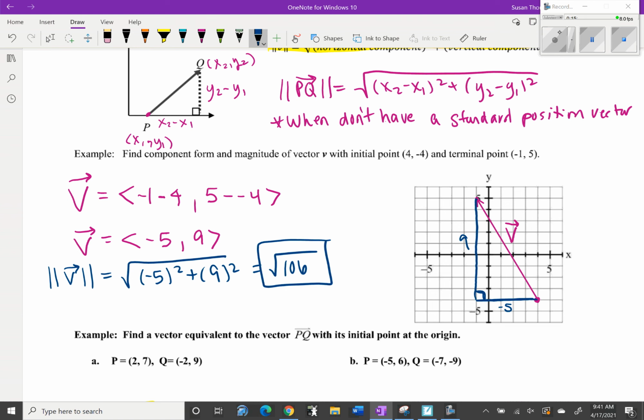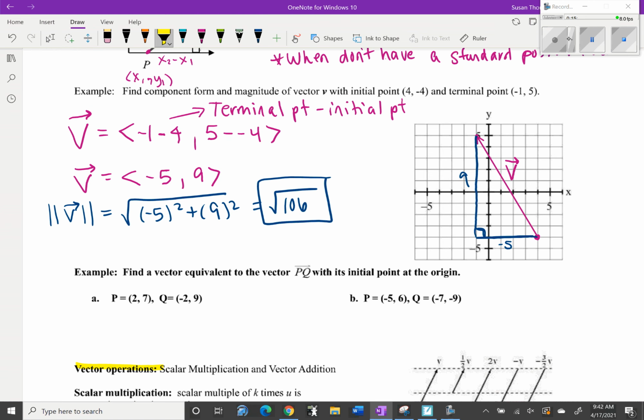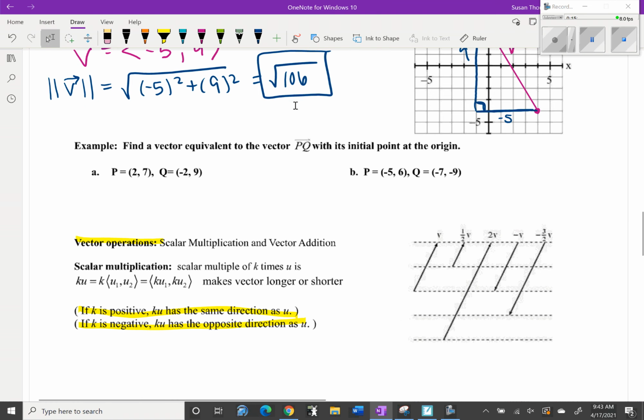And of course, we could also find the direction by doing the tangent. So the tangent of this would be negative 9/5. So let's go ahead to the next problem. And I just wanted to mention again that the component form, when you're not at the origin, is the terminal point minus the initial point. All right. So let's go down here.